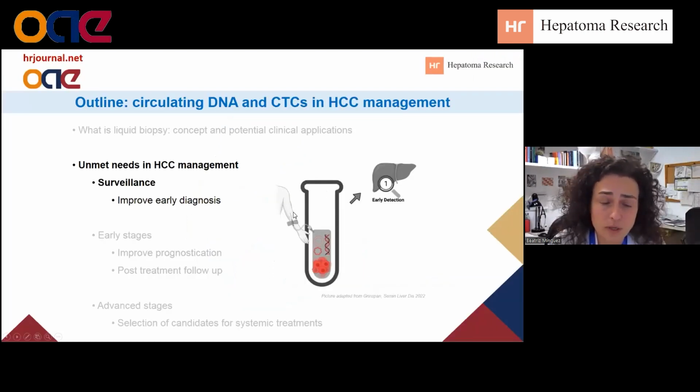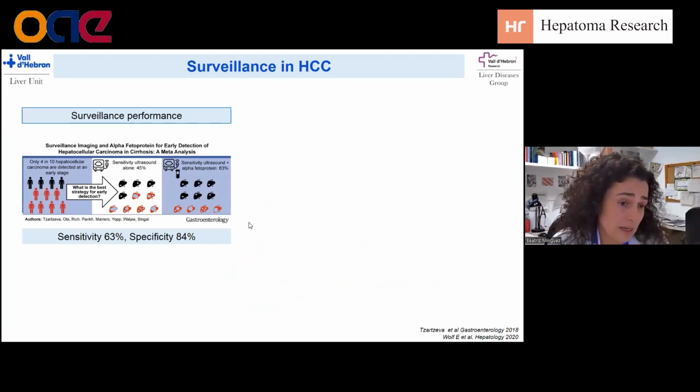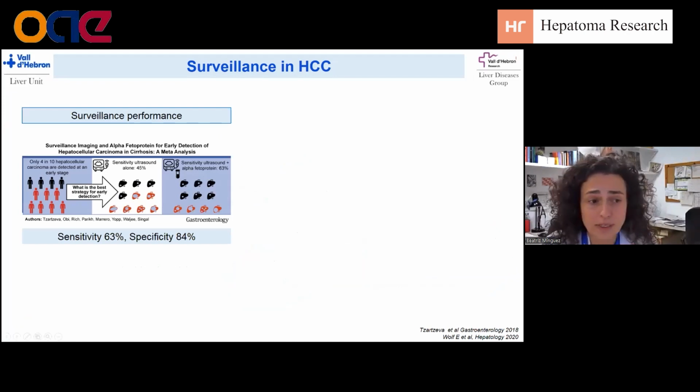So let's go to the unmet needs in HCC management. And I think that the first one is surveillance. We know that HCC is arising in more than 80% of the cases in patients that have chronic liver disease, mostly cirrhosis. And for that, we have screening programs and surveillance programs that are the only tool that we have so far in clinical practice. We use either ultrasound or ultrasound plus alpha-fetoprotein. But as you can see here, and this has been published recently in Gastroenterology with a huge amount of patients, the specificity is around 84% and the sensitivity released in this meta-analysis is around 63%.